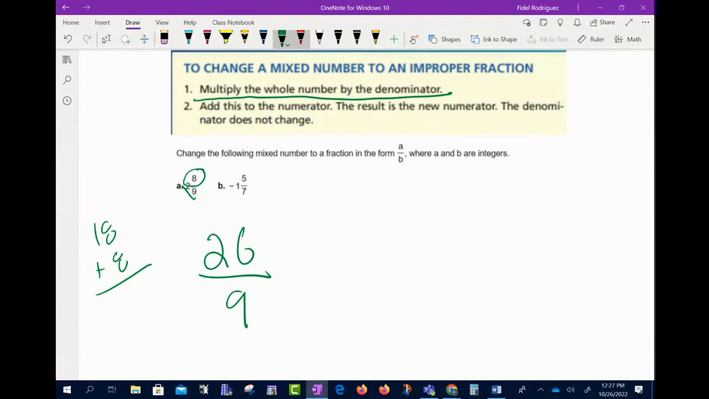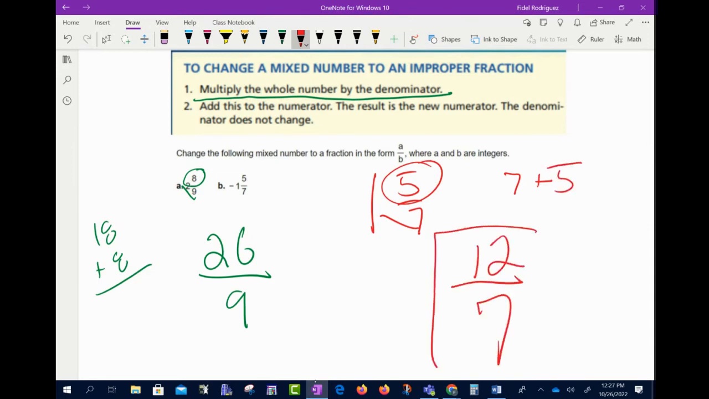Okay, I'm going to do part B. I'm going to do it exactly the same way. Don't worry about the negative right now, y'all. Okay, so look, let's just go like this. 1 and 5 sevenths. We're going to multiply. 7 times 1 is 7. We're going to add the number on top, plus 5. That's going to give me a 12. The number on the bottom stays exactly the same.